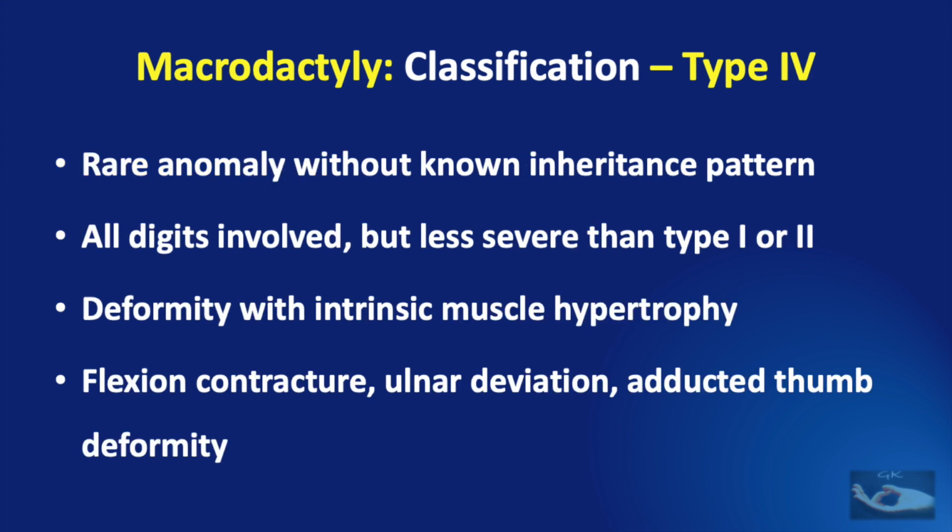Type 4 macrodactyly is a rare anomaly without a known inheritance pattern or etiology. Here, macrodactyly is part of hemihypertrophy. All digits are involved, but usually less severe than type 1 or 2. The deformity is marked by intrinsic muscle hypertrophy or abnormal intrinsic anatomy. In this type, deformity is present with flexion contracture, ulnar deviation, and an adducted thumb deformity.